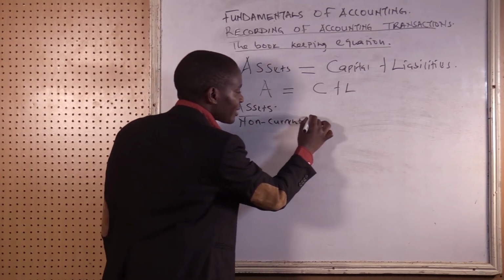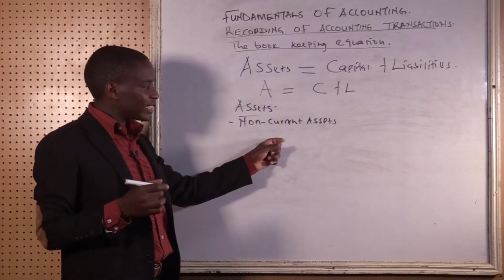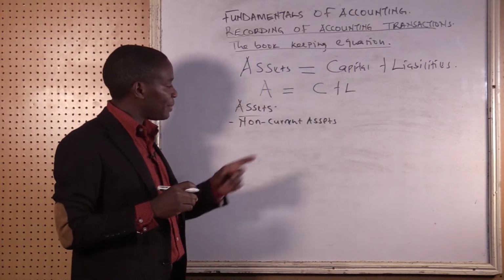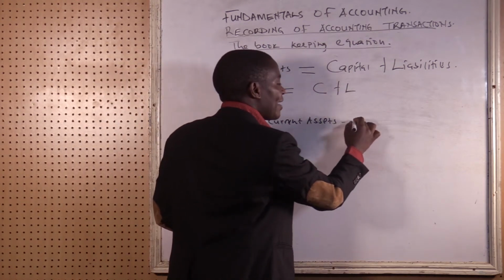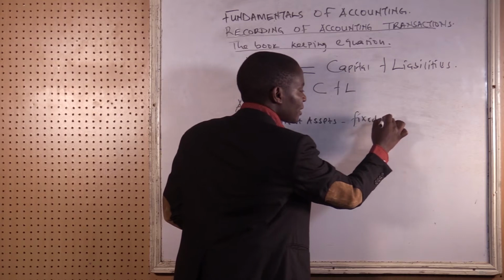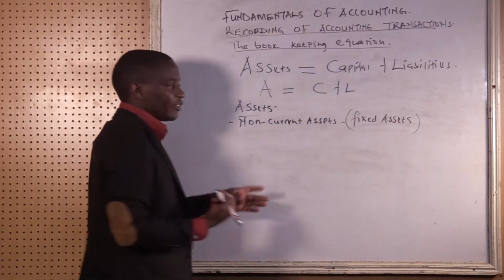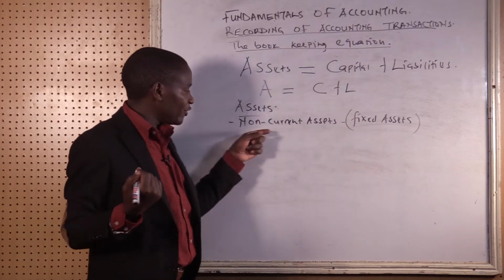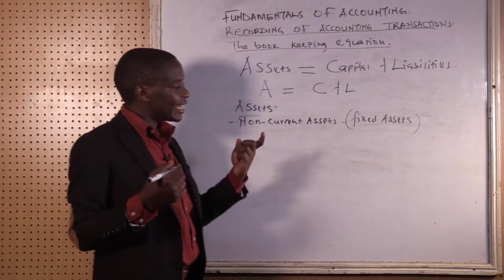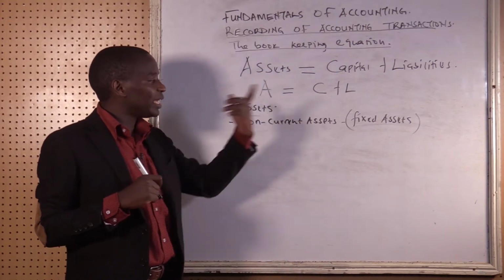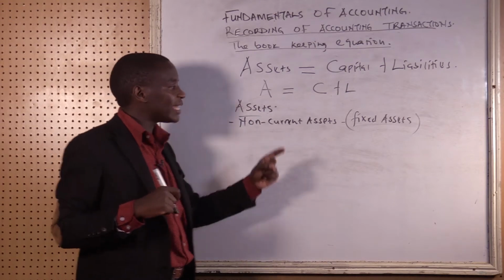The first one is what we refer to as non-current assets. For those of you who did business studies in high school, you referred to them as fixed assets. But currently we don't refer to them as fixed assets. We refer to them as non-current assets. These are assets that are expected to be in a business for a period of more than 1 year.